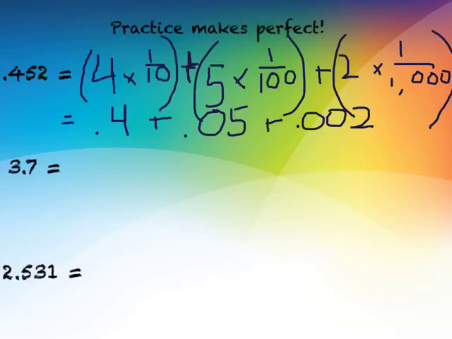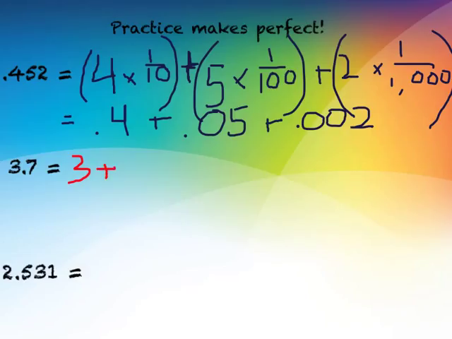My next number is 3.7. This one's a little bit shorter. The 3 is a whole number. I'm just going to keep it as 3 because it's not going to be multiplied by a fraction. If I multiplied it by a fraction like 1/10, then it would be 3/10 of a whole number, but it's not a portion of a whole number. It is a whole number. So 3 is going to stand alone.